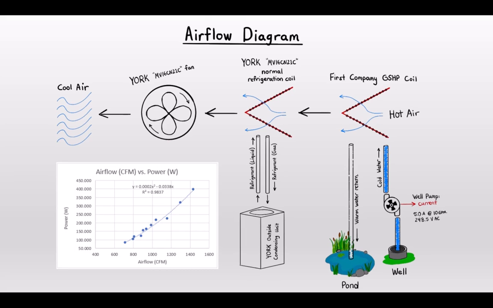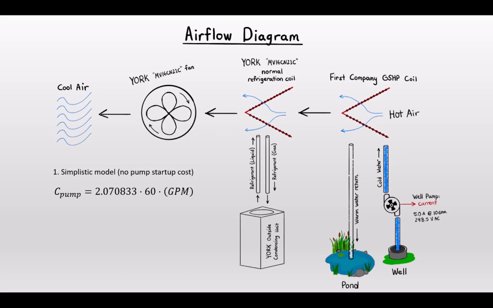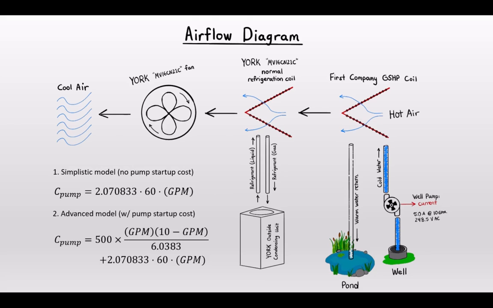The well pump cost model was slightly more challenging due to the induction motor that our well pump uses. The starting current of an induction motor is as high as 5 to 7 times the normal full load current. Thus I created two models, a simplistic model without the startup current and a model with it. I assumed a startup power of about 500 watts.